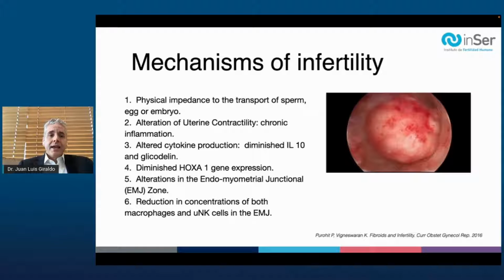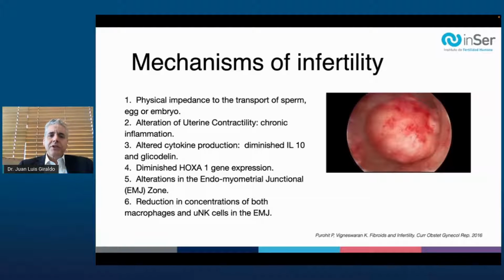It's also been shown that there's an altered cytokine production, and that women with fibroids have a diminished interleukin-10 and glycodelin production at the endometrium. Also, they show a diminished HOXA1 gene expression in the endometrium. And we all know that HOXA genes are really implicated in embryo implantation. So that diminished expression of HOXA genes can cause a diminished implantation rate.